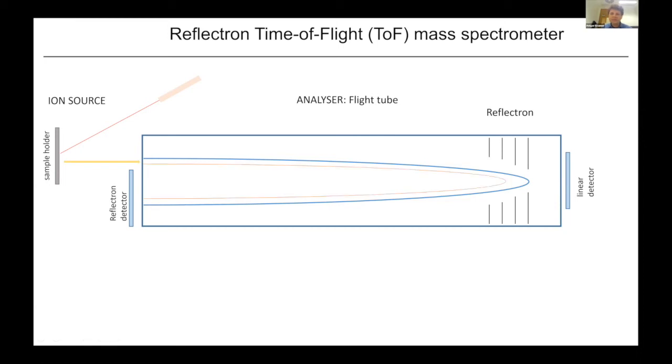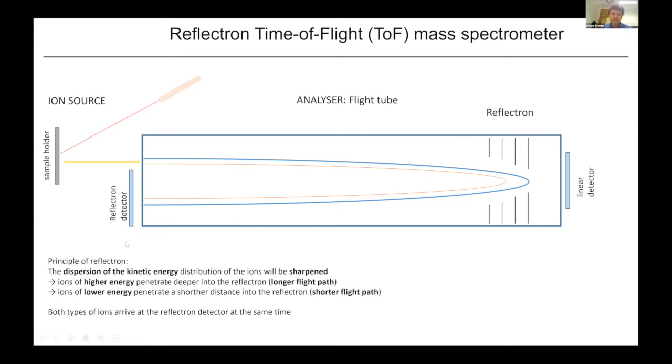And what that helps us to achieve is the following. Even though I stated earlier that the kinetic energy of all of the ions should be the same after the acceleration, in reality, there is still some dispersion of kinetic energies. And this dispersion will lead to broadening of peaks in the mass spectrum.